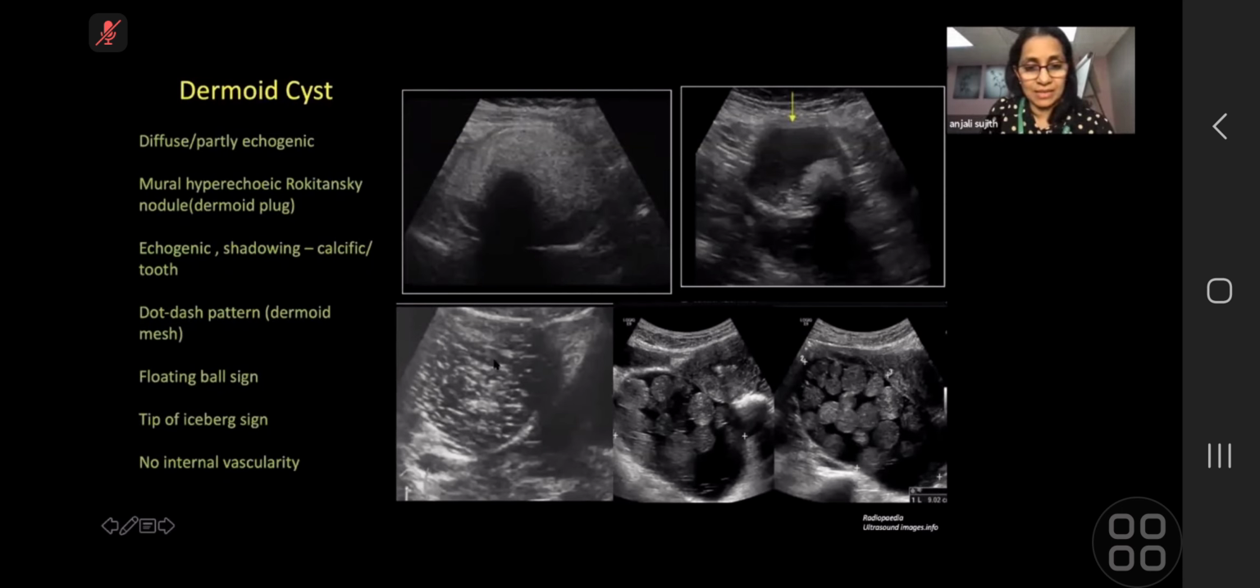This is another appearance where you get multiple dot and dash hyperechoic foci. And to the bottom right, you have a floating ball appearance, which is the least common, but if you're shown that, it is 100% pathognomonic for dermoid cyst.